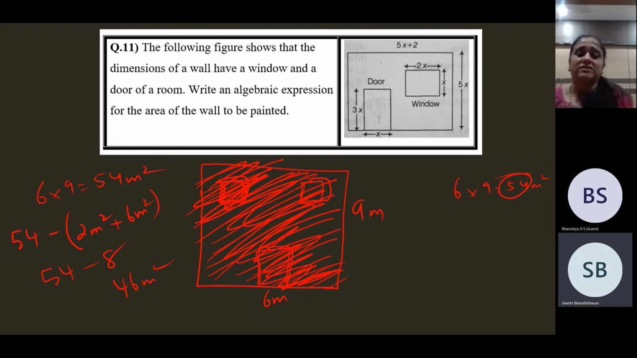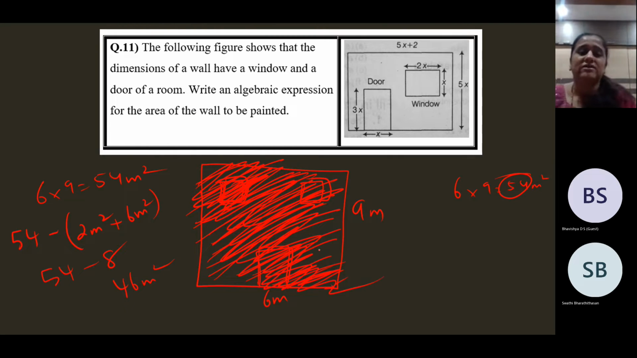So when you find 6 nines are 54 meters square, that area includes the area of the windows and the door. It's the area of the entire surface. Only you and I know that the area of the wall is not really 54 meters square because there is the space occupied by the windows and the door. So you must subtract that area. When you subtract that area, you will get the area of only the wall, not including the doors and windows. So that's exactly what you should do here. The same thing you must do here.